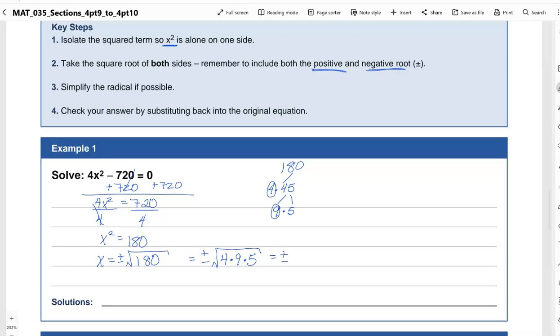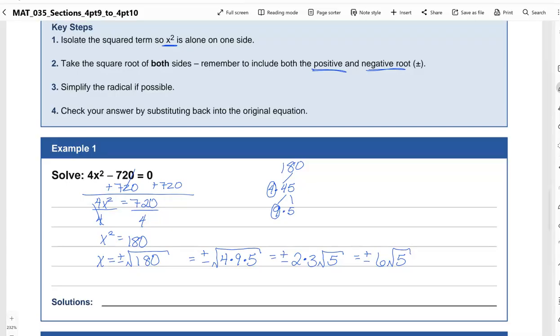So I know the square root of 4 is 2, so I'm going to pull that 2 out. I know the square root of 9 is 3. I'm going to pull that out, and that's going to leave a 5 that I cannot take the square root of very easily. So notice when I pulled it out, I multiplied. Everything's multiplied in here, and when I pull things out, it's going to be multiplied too. So this is going to be 6 square root of 5.